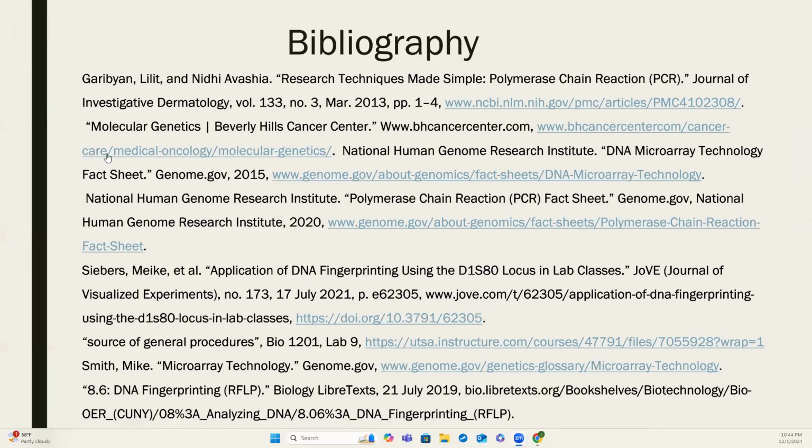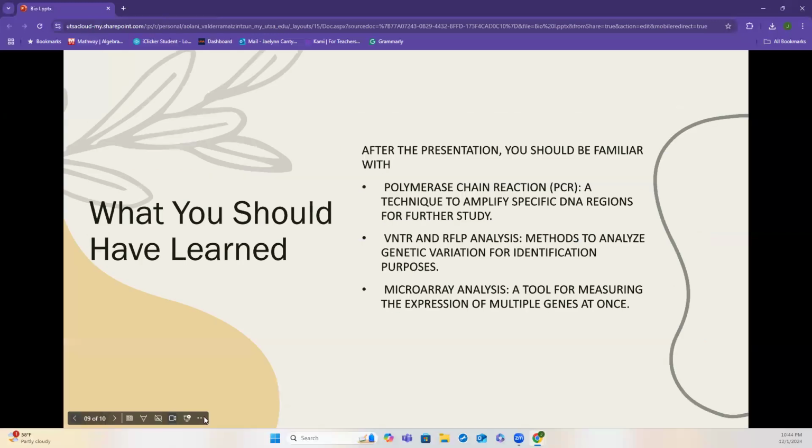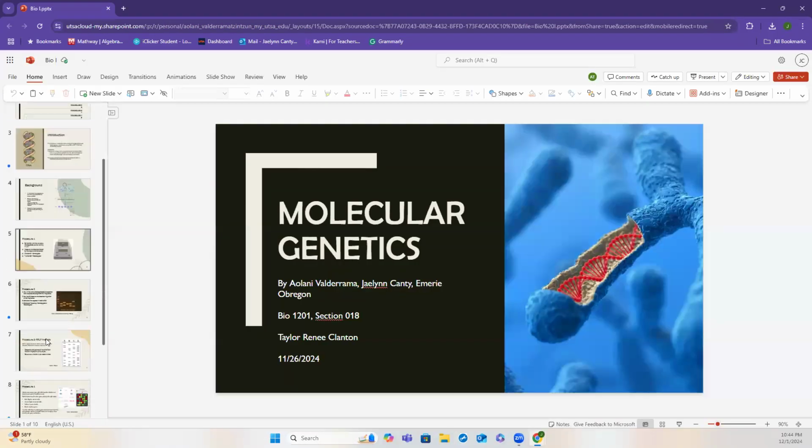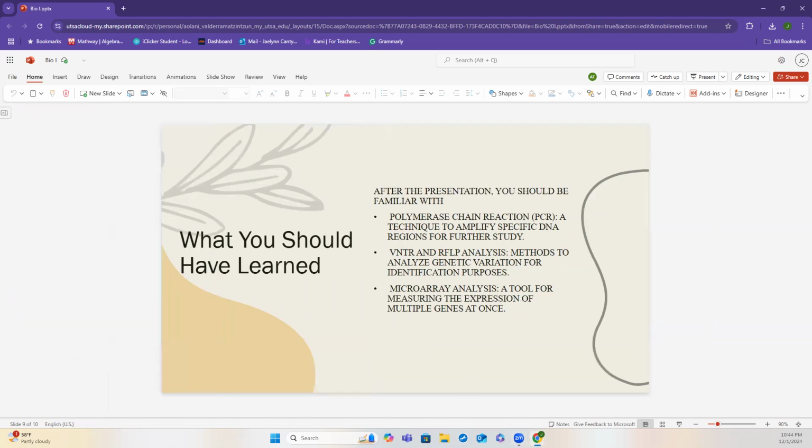After this lab, students should be familiar with the PCR technique, which is amplifying certain sections of the DNA. Also, they should know and recognize VNTR and RFLP analysis. Also, they should know how to read a microarray analysis.